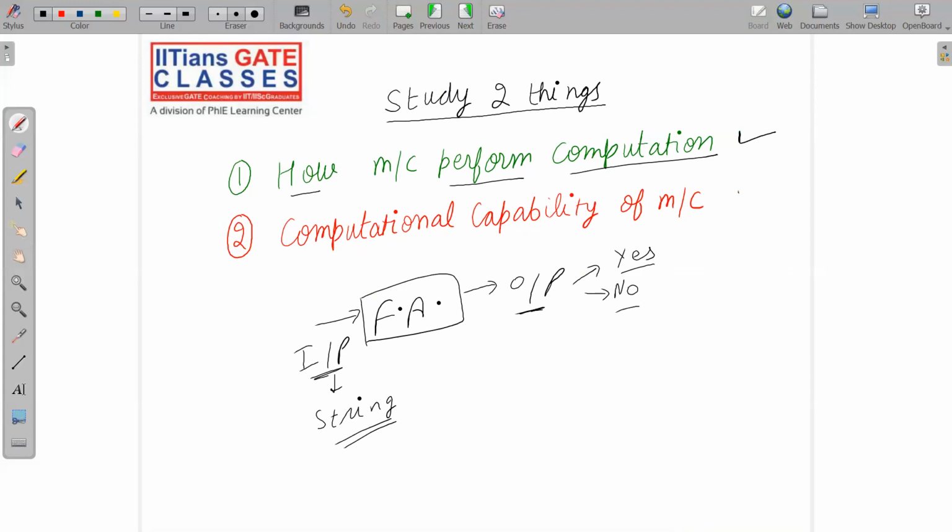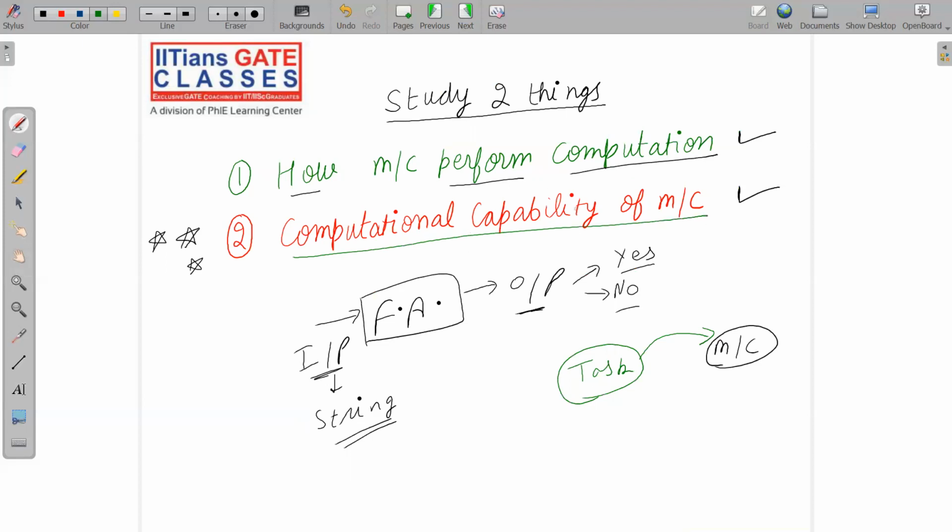The second thing is the computational capability of machines. This is a very important thing, make a star on this. Given a machine and a task, whether this machine is capable of performing this task or not, that is the basic meaning of computational capability of a machine. See the wording, computational capability. Capability means whether this machine is capable of doing this task or not. This is the basic meaning, and we will study all these things in pretty much detail in this subject.